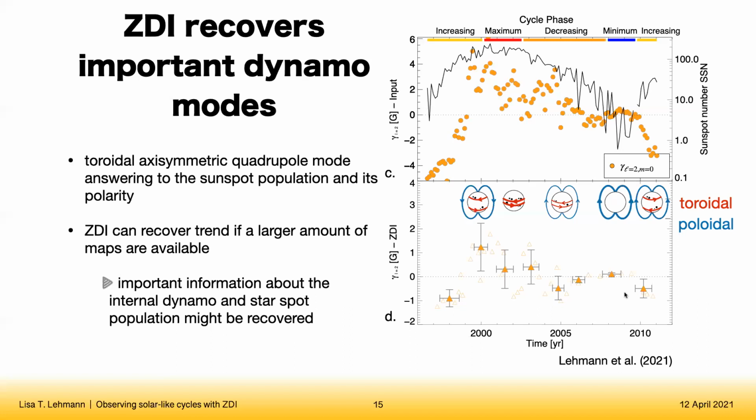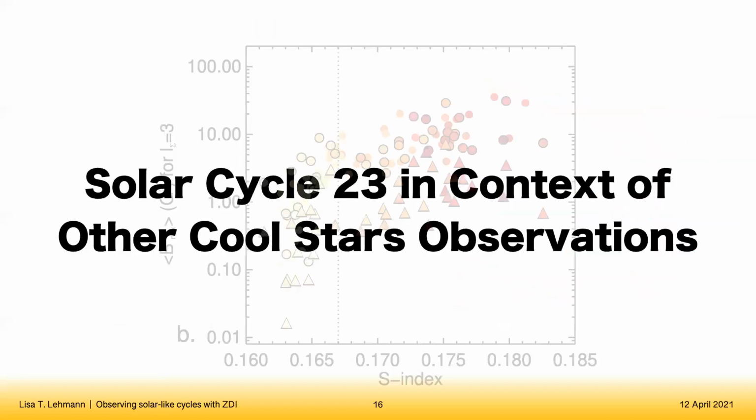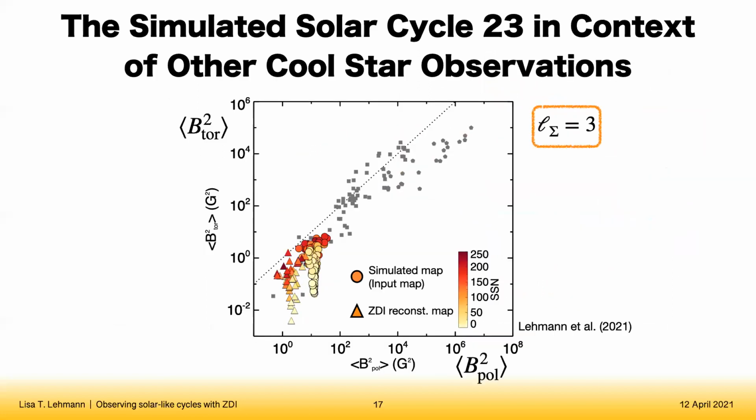So speaking about other stars, let's have a look at how solar cycle 23 behaves in relation to them. I'm showing here in gray the observations as collected by Vidotto in 2015, plotting the toroidal energy over the poloidal energy. And our simulations are the circle dots here, which lie in the same region as other solar-like stars, and the triangles are their ZDI reconstructions.